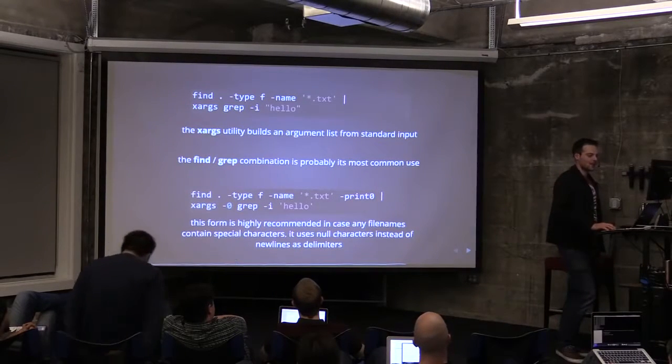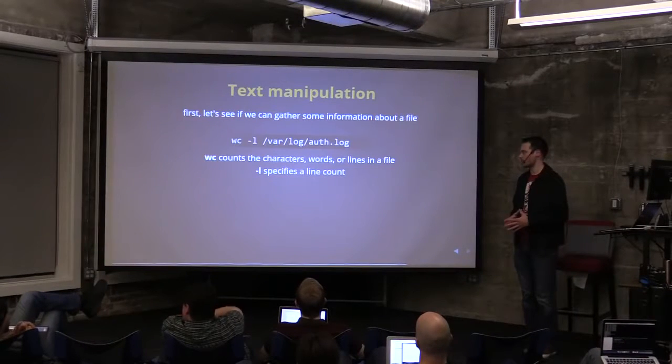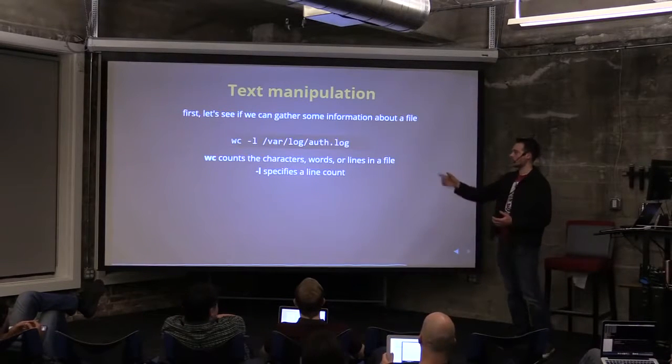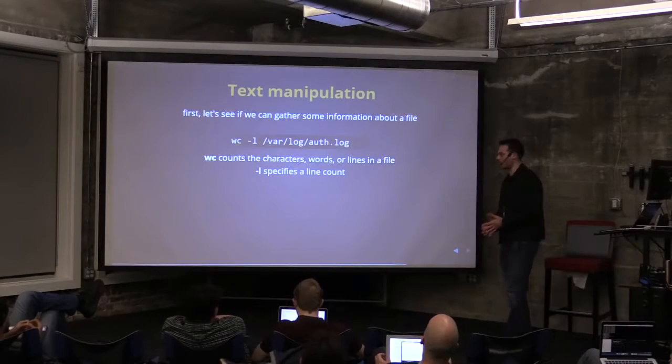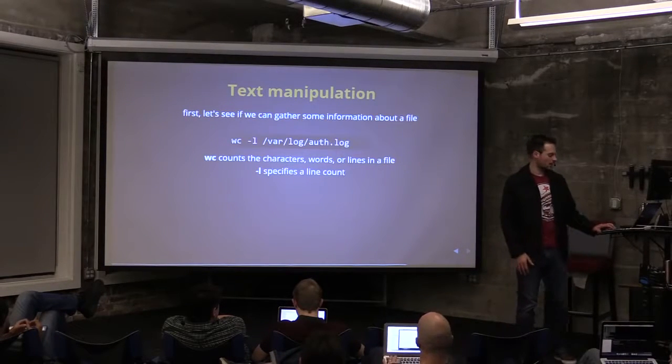Cool. So now that we know how to do that, we can actually manipulate text using all these Unix commands. So wc just counts the characters, words, or lines in a file. If you execute this command, wc -l /var/log/auth.log, it'll basically tell you how many lines are in this authentication log.